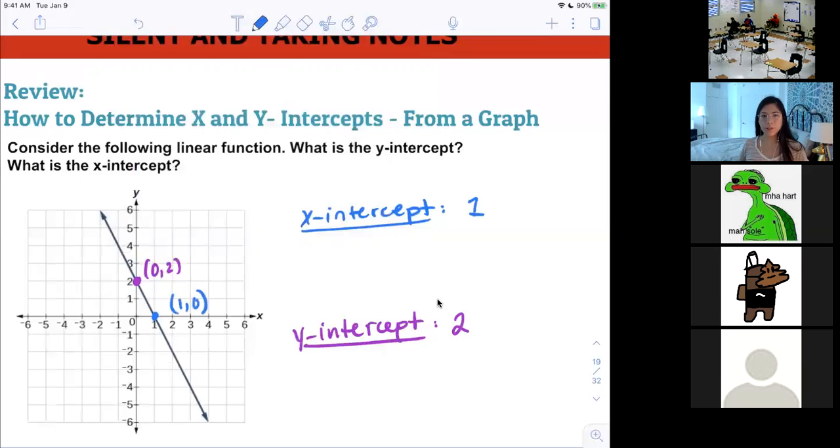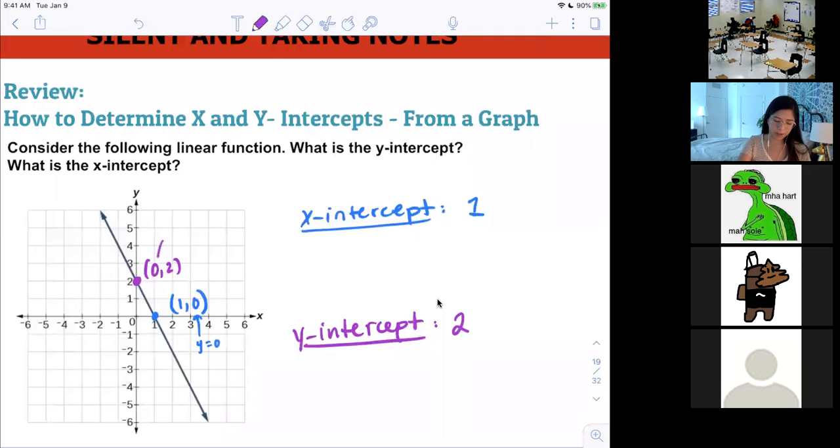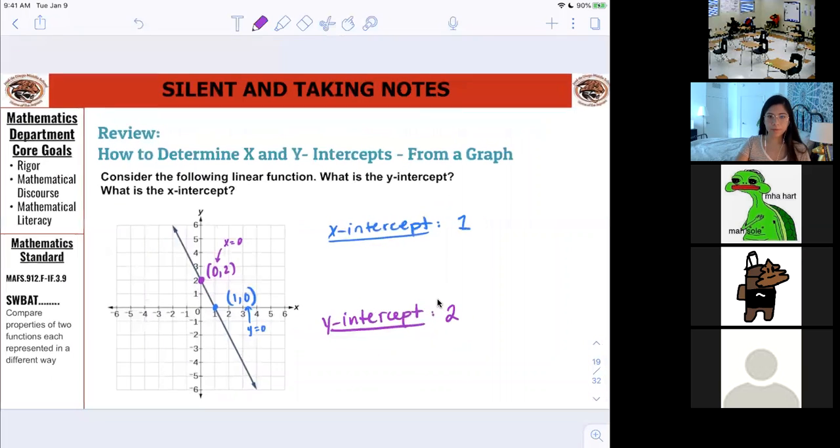Okay. And just remember that on a graph, on a table, on an equation, anytime you have the x-intercept, that's where y equals 0. Anytime you have a y-intercept, that is where x equals 0. Okay, so graphs, easy.